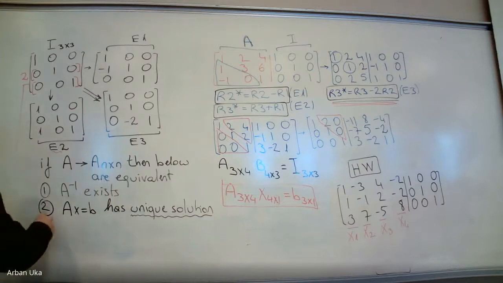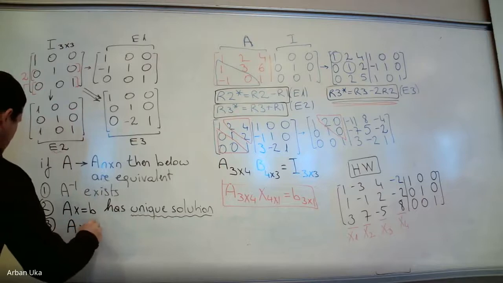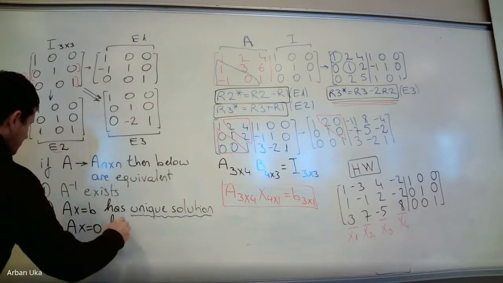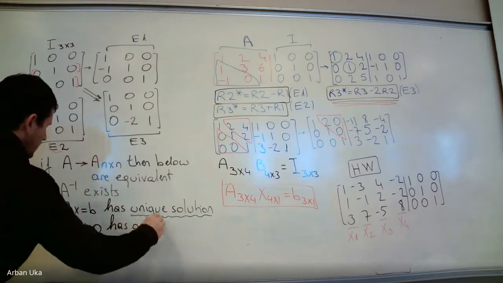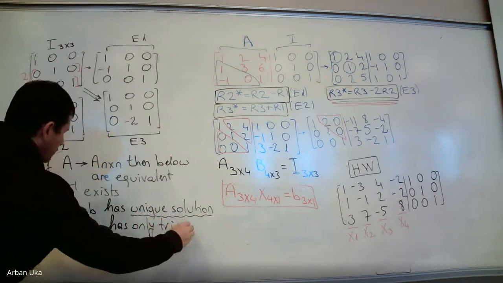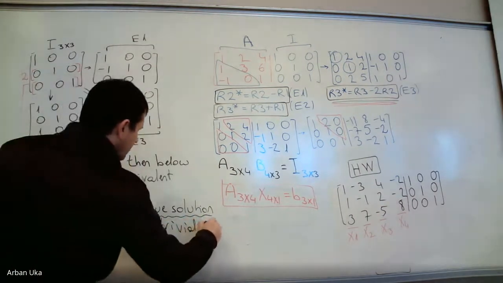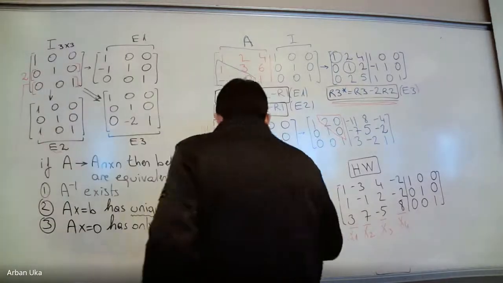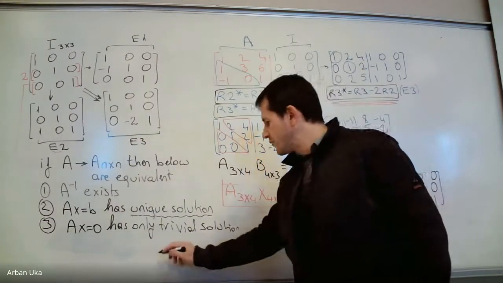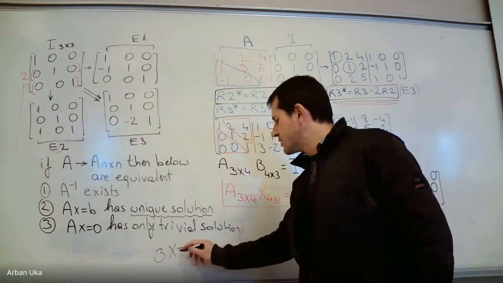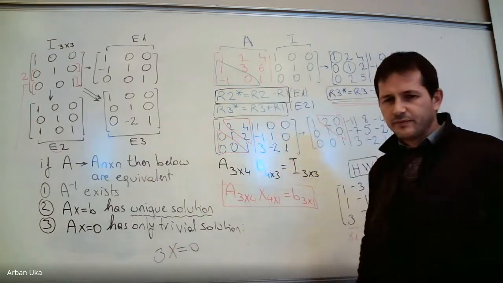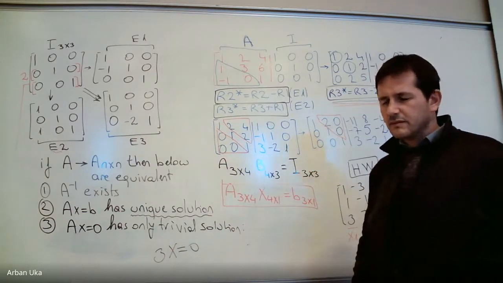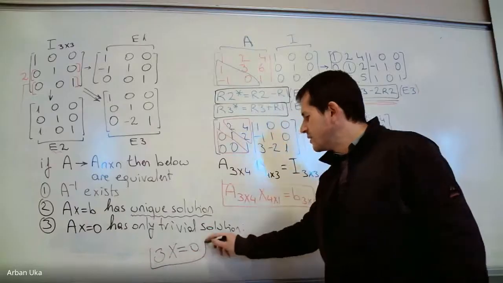The third statement, which is equivalent to the first two, is the following. If we have AX equal to 0, this has only the trivial solution. What do we understand from the trivial solution? It's that the solution is 0. That's true. So trivial solution, why is it 0? Let's see for a moment. 3x is equal to 0. What is x? X is 0 here, that's true.